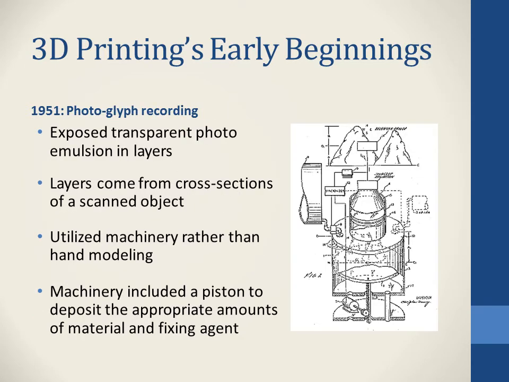It took some time, but skipping to 1951, the additive process via managed information showed up again with O.J. Munz's photoglyph recording process, which exposed a transparent photo emulsion in a layer-wise fashion, with each layer coming from a cross-section of a scanned object. This process came even closer to today's 3D printing in that a machine then lowered a piston in a cylinder and added appropriate amounts of photo emulsion and fixing agent, creating the layers that in turn created the object.